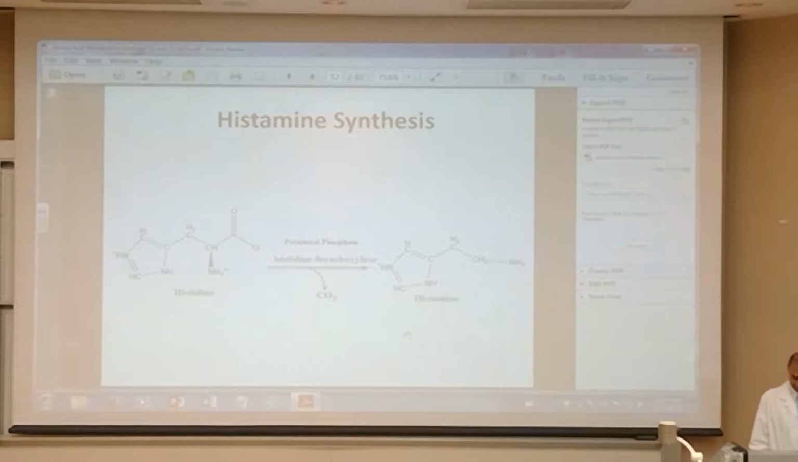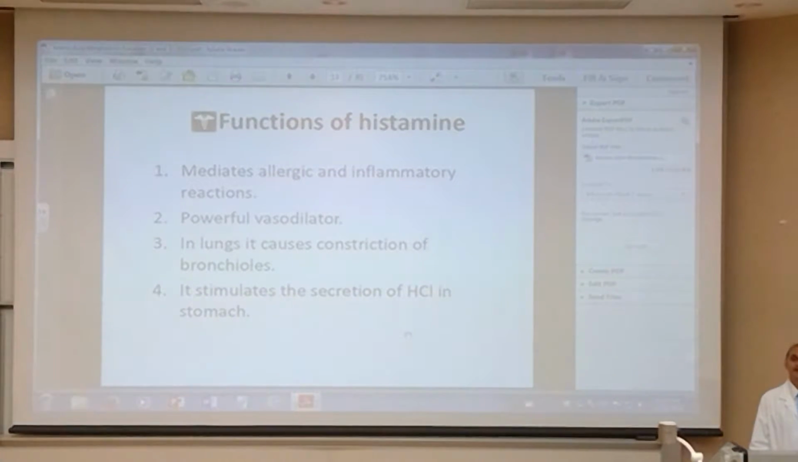So very important. Functions of histamine depend on which tissue you are talking about. It mediates the allergic and inflammatory reaction. That's a pretty general response here. And then it's a powerful vasodilator. As part of the allergic reaction, there's this flushing, the dilation of vessels happens, and then it also causes the constriction of bronchioles. You get this icky feeling due to an allergen. And then also the secretion of hydrochloric acid. So these are some of the functions of histamine.